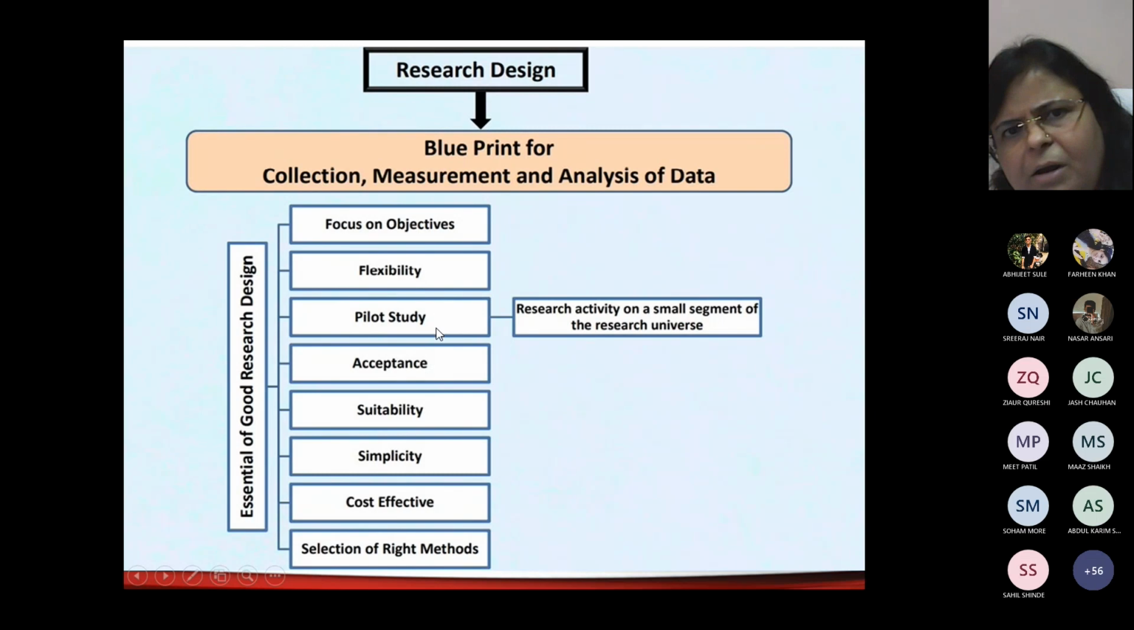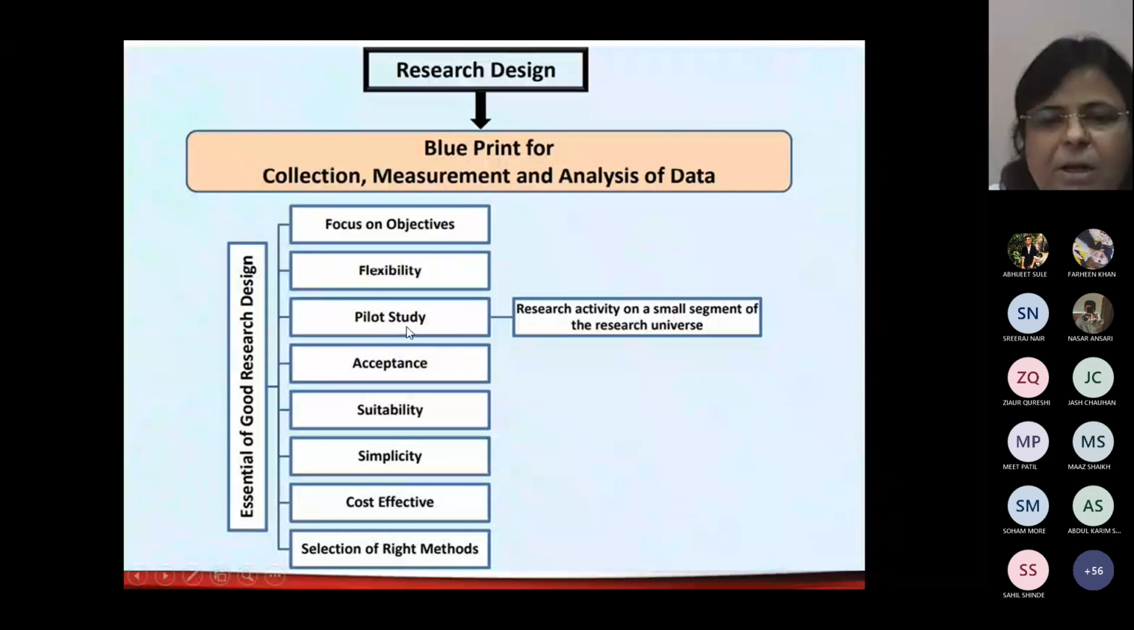Okay, pilot study. You don't have the time, but as I told you, there were students who had done their work and said, we are choosing this particular topic and problem statement because we know we have the target market ready for us to get the data collected from. So that is what a pilot study is: before you really put forth a proposal, you have done your study, a research activity on a small segment of the research universe.